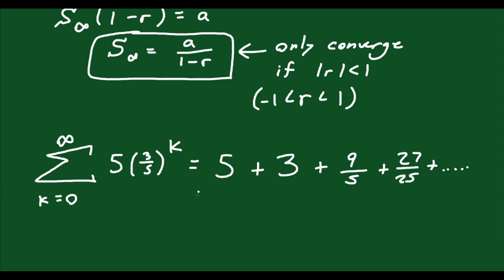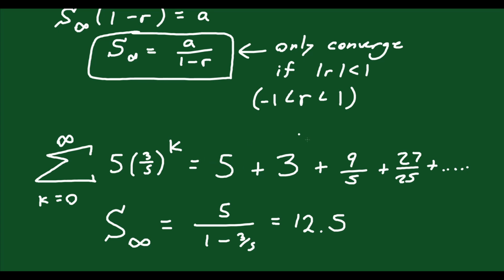Now the question is, what does this all add up to? Well, you can say, I'm going to just go ahead and use that formula. So I'm going to plug in the first term, which is 5, divided by 1 minus r. Well, the number you're multiplying by each time is this thing, right? 3/5. So 1 minus 3/5. If you calculate this, you're going to get 12.5. So if you add up all these numbers, they're all going to add up to 12.5 if you continue to infinity. So that's what the series converges to.